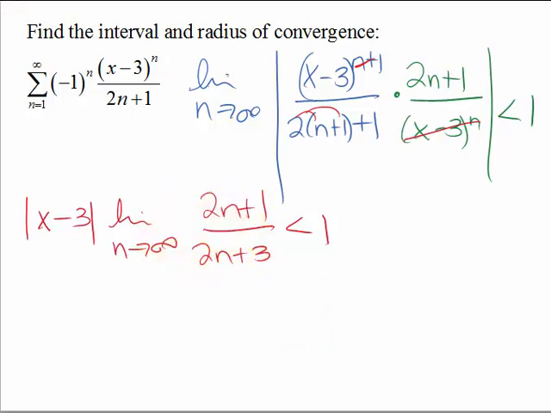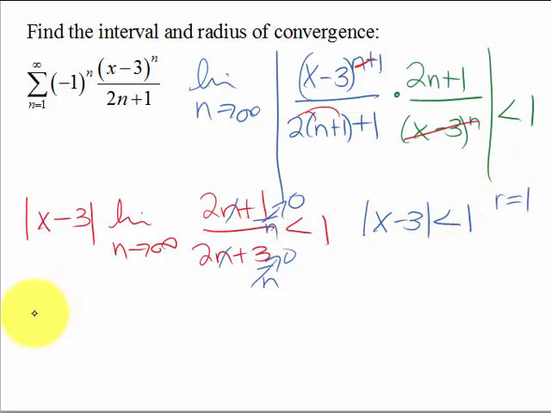You might be able to start doing these in your head, that this limit's going to be 1, because if we divided everything by n in the numerator and the denominator, these would be gone and these would be over n, and then these would go to 0 as n goes to infinity, and we'd be left with 2 over 2, which is 1. So we have absolute value of x minus 3 is going to be less than 1. So our radius of convergence is going to be 1.